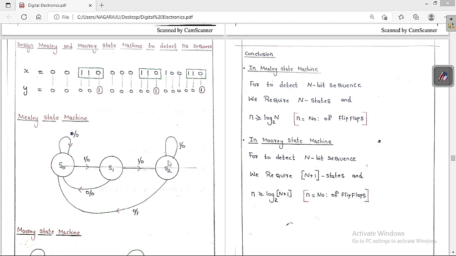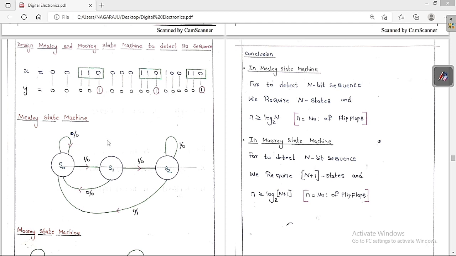Here, if the input is 1, the output should be equal to 0 and it has to remain in the same state 2. If the input is 0, the 110 sequence is detected, so the output should be equal to 1 and it has to move to state 0. Again we have to do the initial. From initial we have to do this one.